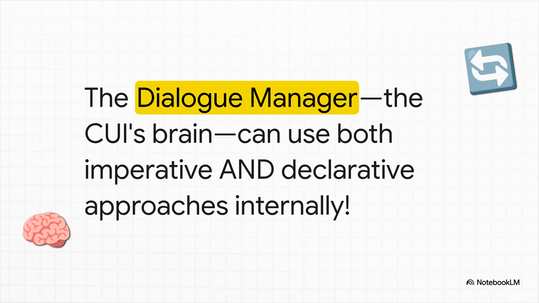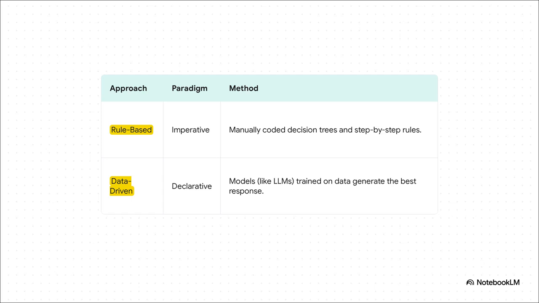And this is where it gets really interesting, where we kind of come full circle. Even though the whole interaction is a brand new paradigm, that brain we talked about, the dialogue manager, can actually be built using our old friends, imperative or declarative logic. Let me give you an example. Think about a simple old-school chatbot. It's almost certainly using an imperative approach. Its creators have literally coded a decision tree. If the user says hello, then respond with hi there. It's a very rigid step-by-step script. But a modern system that uses a large language model, that's declarative. The developer doesn't write the script. They just give the model a whole bunch of data and a goal, and the model itself figures out the best response. The how is totally handled by the system.